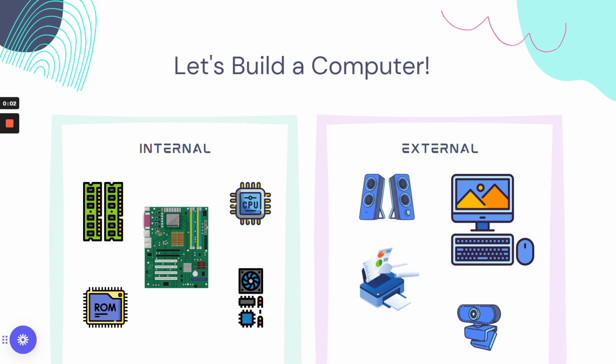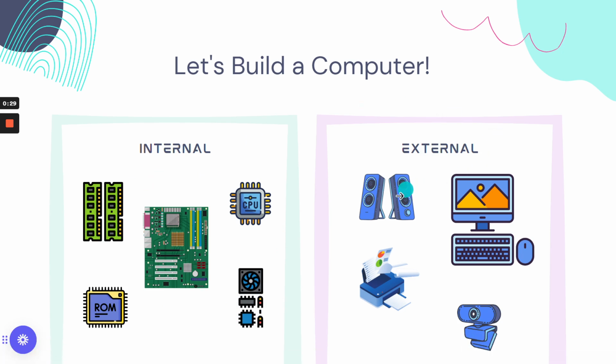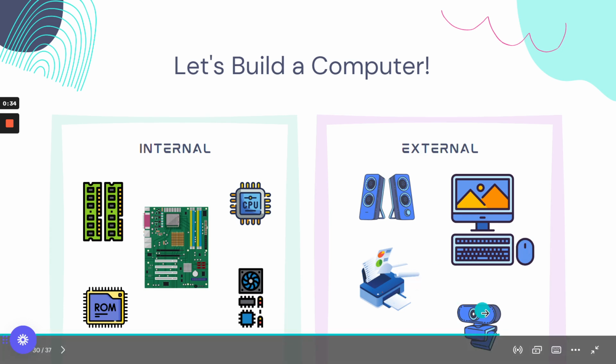Here's a diagram of internal and external components within a computer system. As you can see here, all the internal hardware components, such as the RAM, motherboard, CPU, ROM, and computer fan or cooling system, are all internal to the computer, whereas a speaker, monitor, keyboard, mouse, printer, webcam, and several other devices, possibly, are external to the computer.